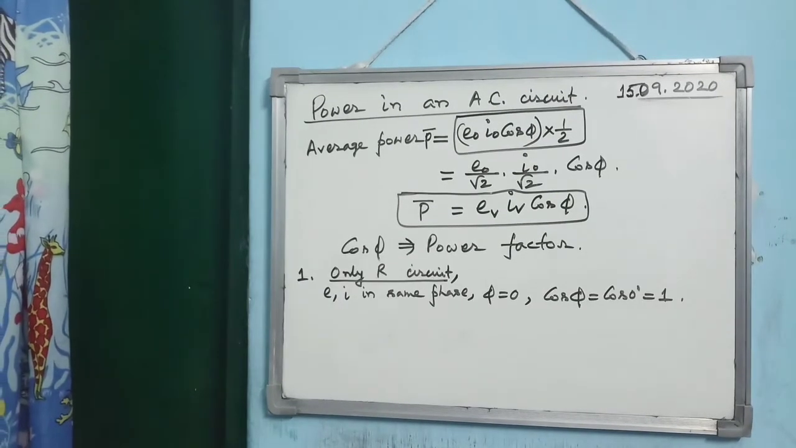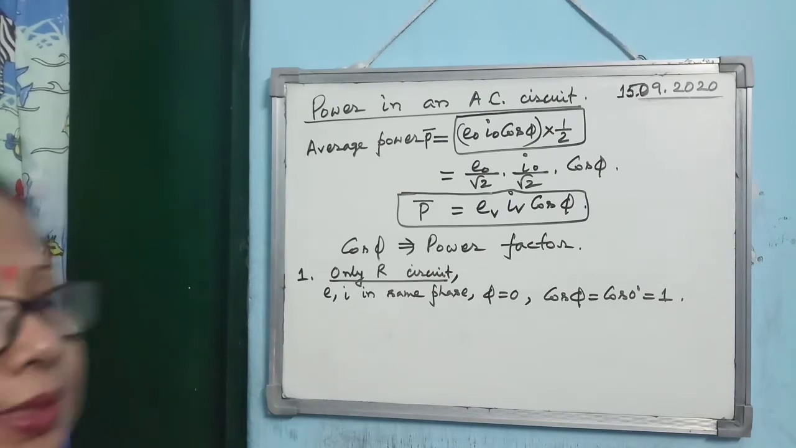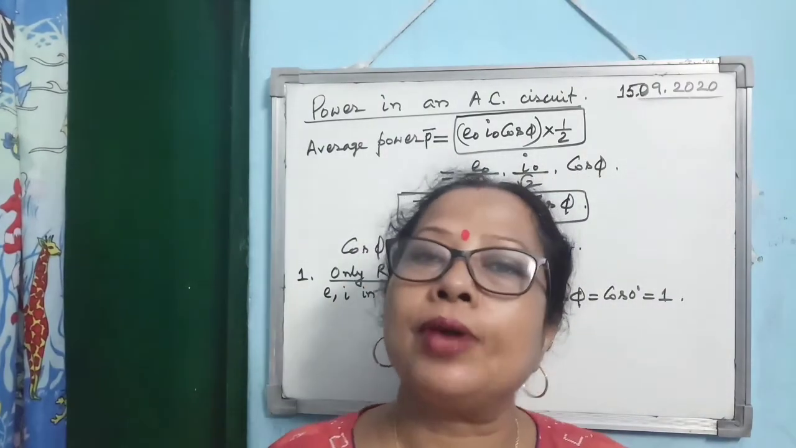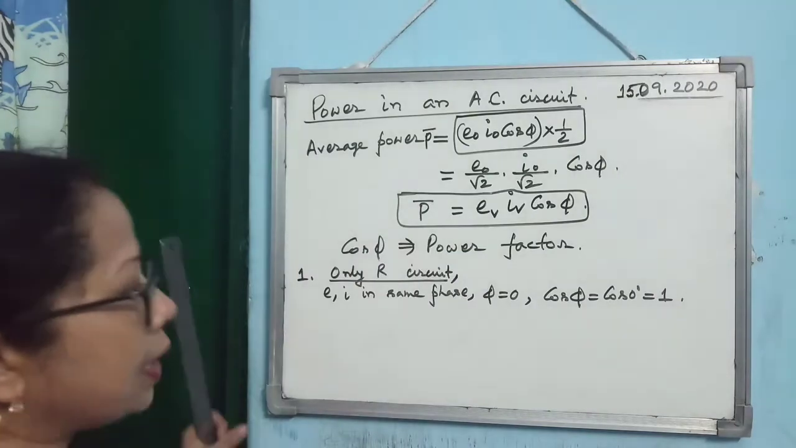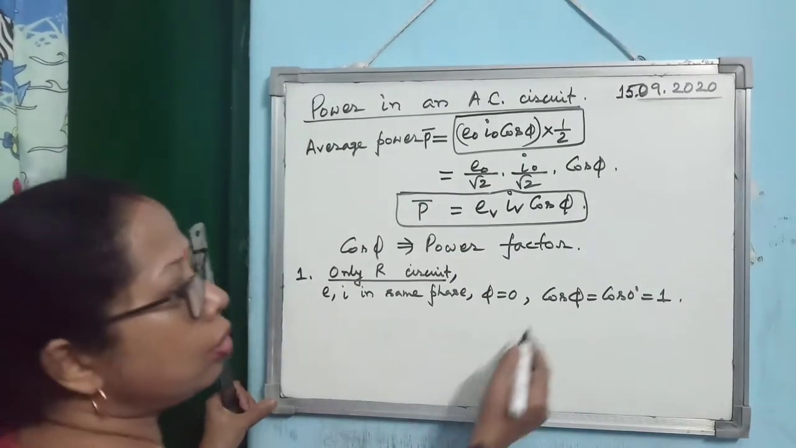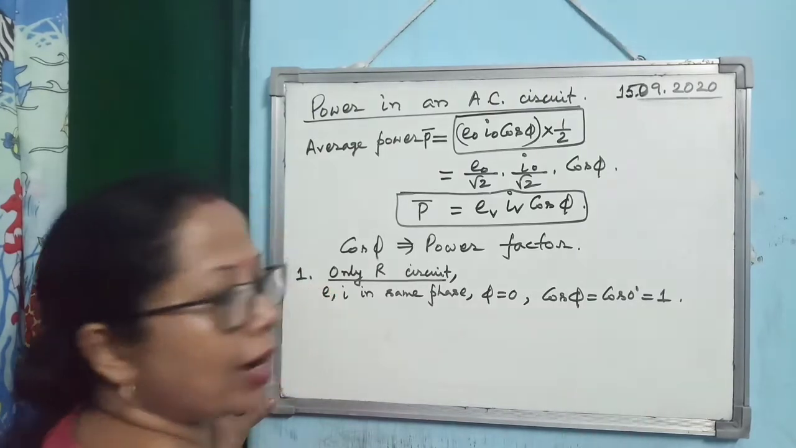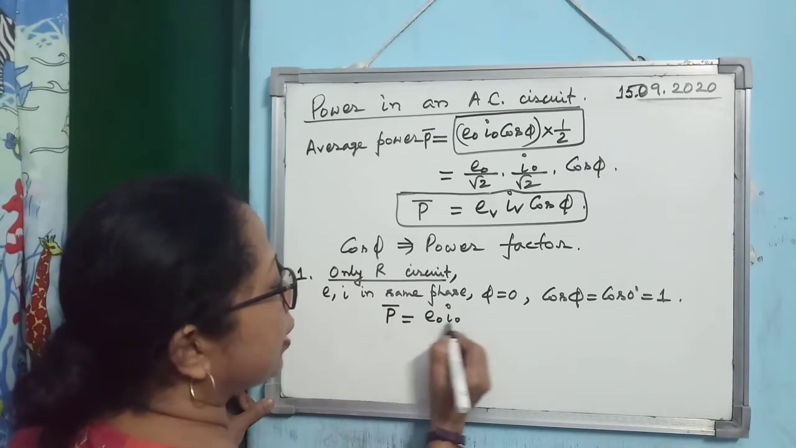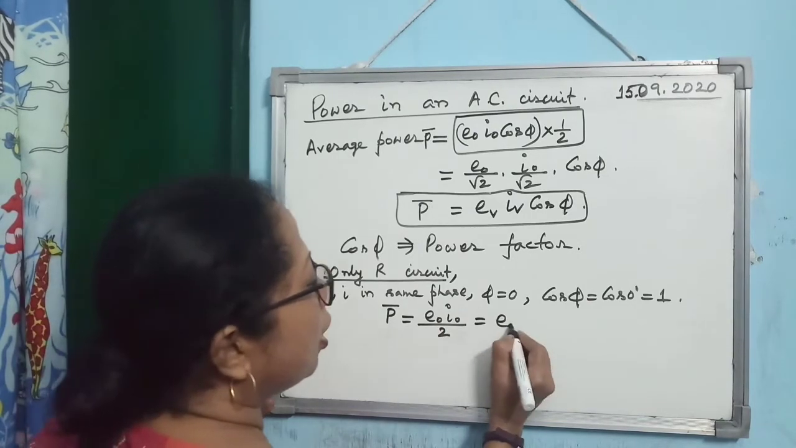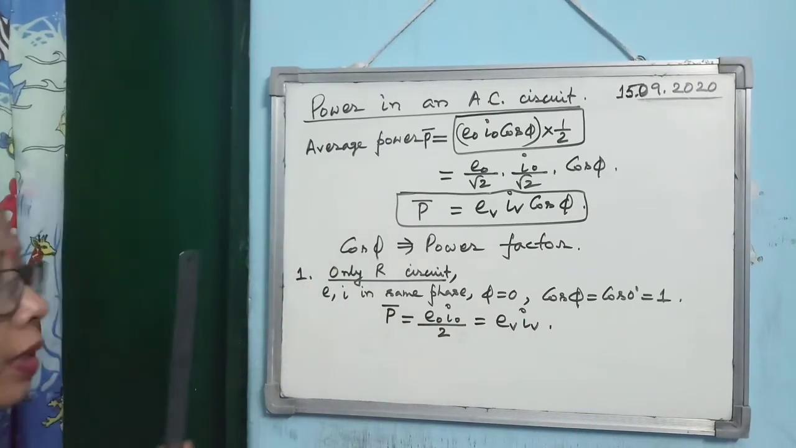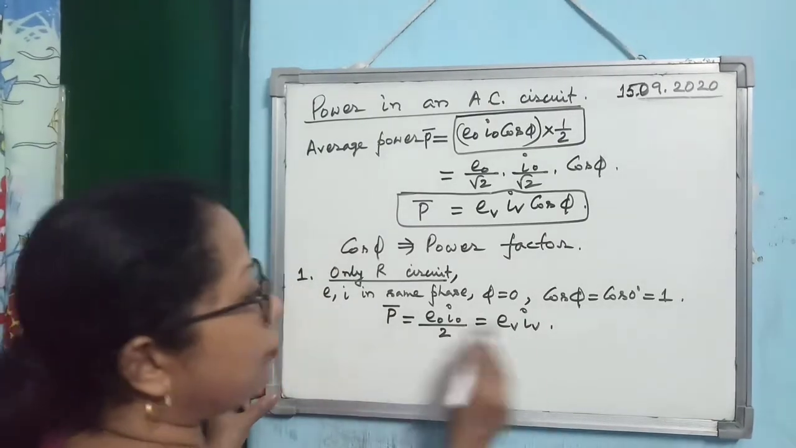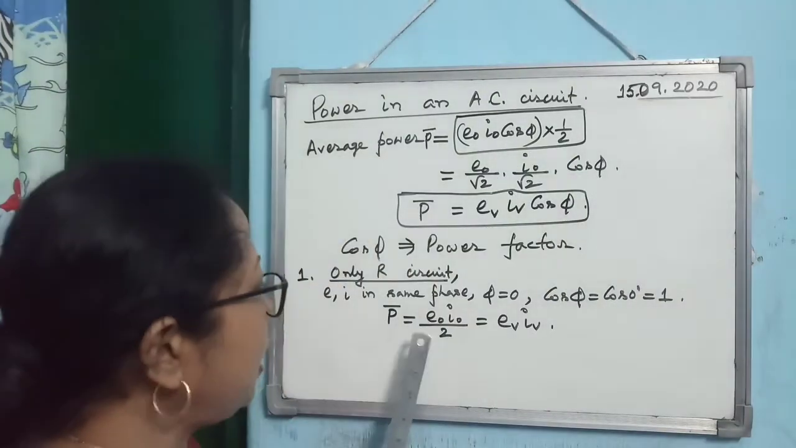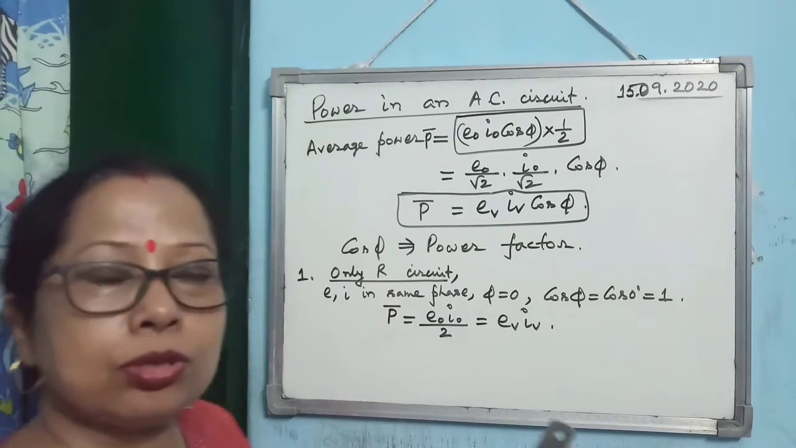Now if you consider only R circuit, means only resistance is connected in the circuit, then what is our previous knowledge or concept you have got? That EMF and current, they are in same phase. So if they are in same phase, means phi is equal to 0. So what will be cos phi? The power factor is 1. So what will be the average power? Either you can write E0 I0 by 2, or you can write EV into IV. Okay, you have to remember this. What is the average power dissipated for only R circuit? For alternating current, it will be E0 I0 by 2 or EV into IV.